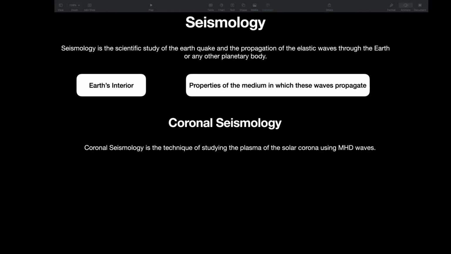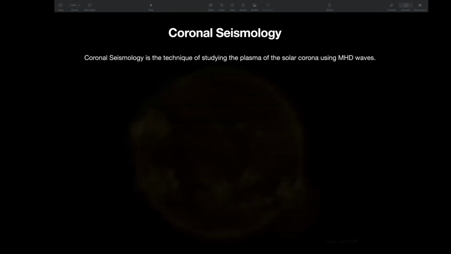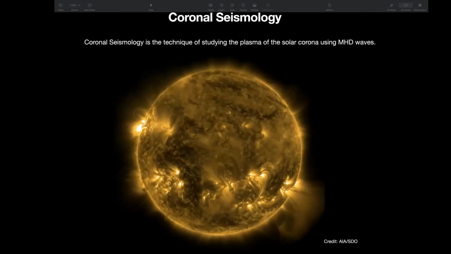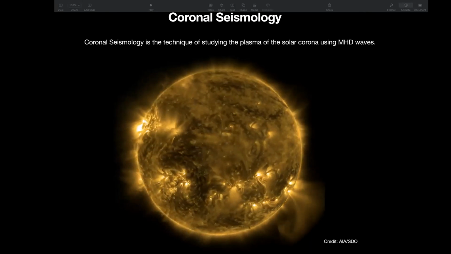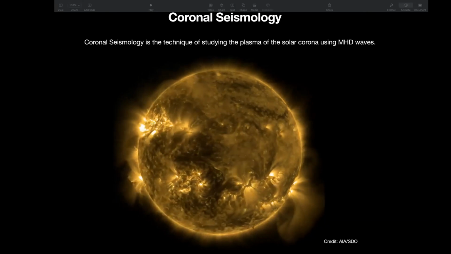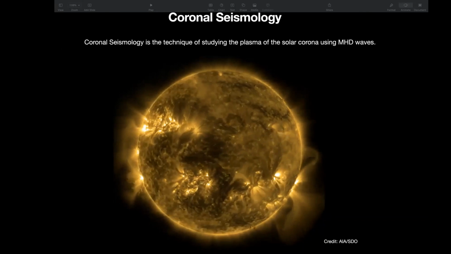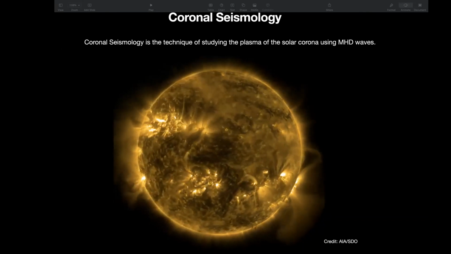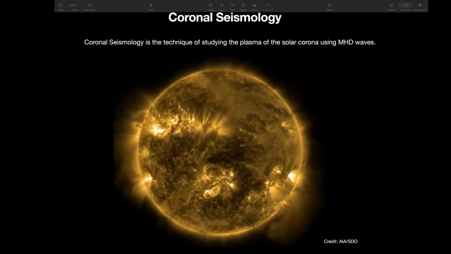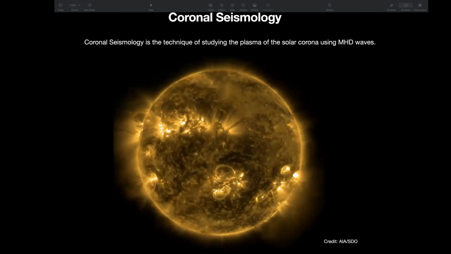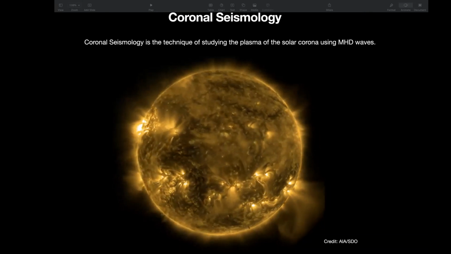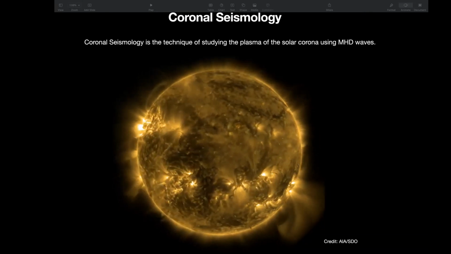So we will use the MHD waves in the solar atmosphere, and for that we will be using the data from AIA. AIA is Atmospheric Imaging Assembly, that is onboard Solar Dynamics Observatory. So this was launched by NASA in 2010. So we'll be using this data and we will try to derive or estimate the coronal properties using this data. So we'll be using this data to estimate the magnetic field in the solar atmosphere.